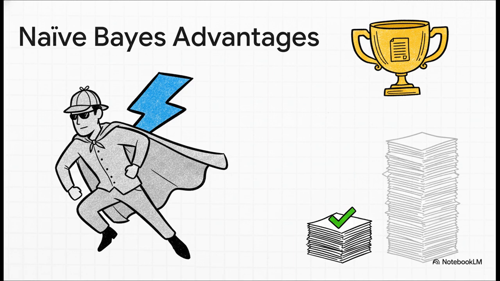So you're probably wondering, why on earth would we use a detective that's so, well, naive? Well, here's the thing. That simplicity is its superpower. It is blazingly fast, and you absolutely need that when you're sifting through mountains of email every second. It's a total rock star for anything involving text, and what's great is that it doesn't need a ton of data to start being useful.